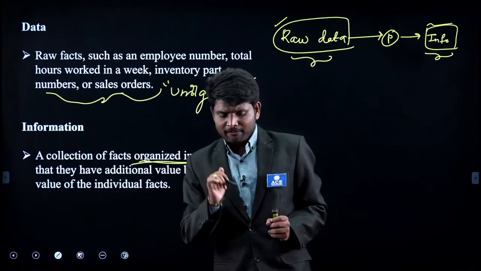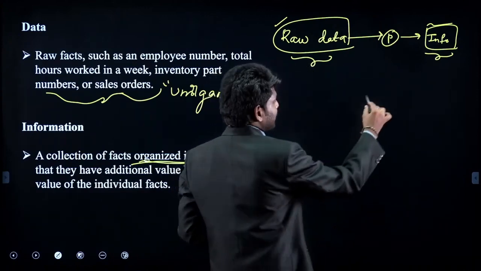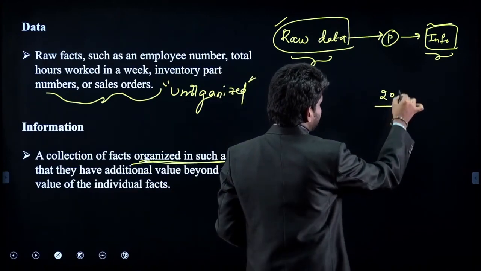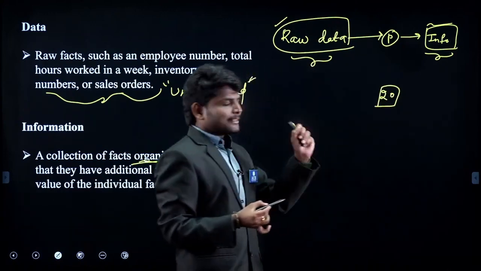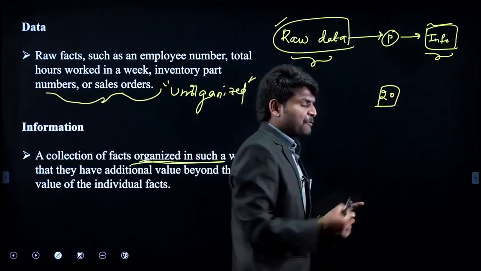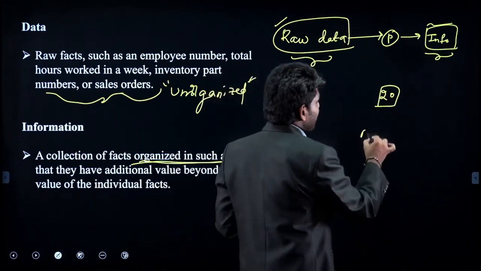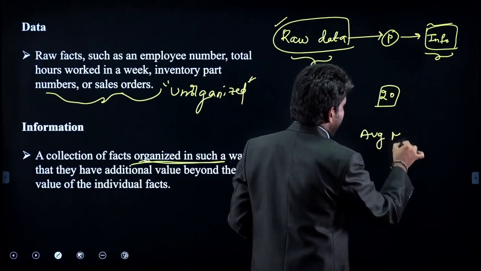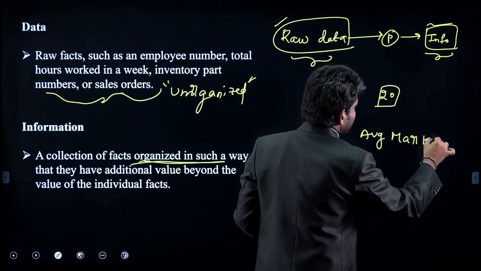I'll tell you how it works. Let us say there are 20 students and 20 students got 20 different marks. If you want to assess the performance of the faculty who taught them, you cannot take any individual information. You have to take the average of marks of all these 20 students.